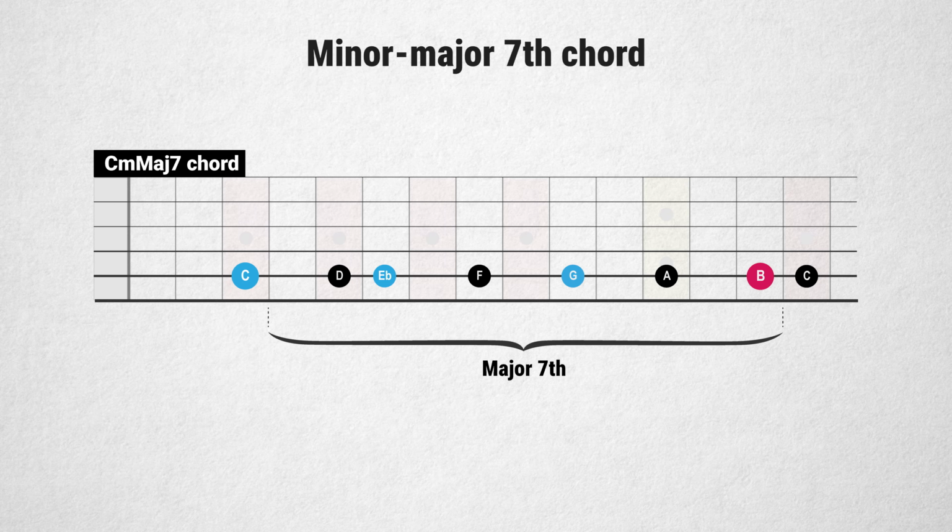Also, the major 7 can be added to the minor triad by stacking a major third on top. Now this chord is called a minor major 7th chord and it has a distinct sound. It contains the root, the minor third, the perfect 5th and the major 7th.